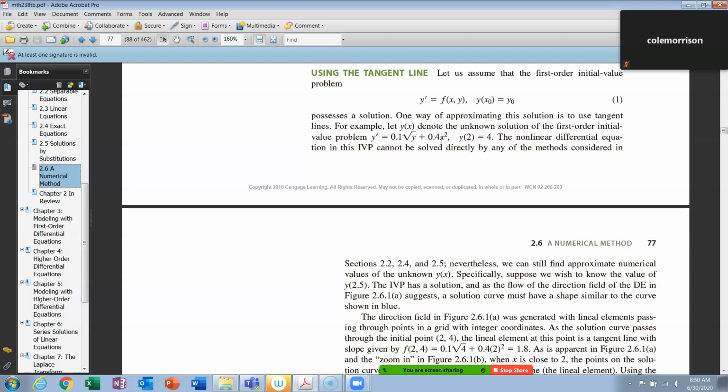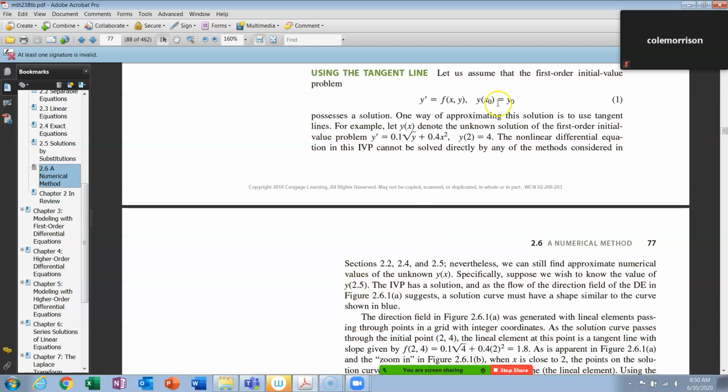However, we can find an approximate solution of the unknown function y of x. Okay? Now, let's say we'd like to know what it is when x is equal to 2.5. This could be an optimization problem. It could be, what is your output going to be at a certain time, whatever. So you want to know 2.5 hours from now, days from now, years from now, whatever.